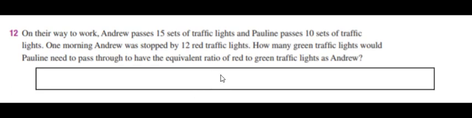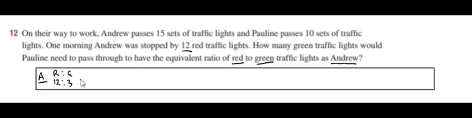Now, the first thing we need to do is find out the ratio of red to green traffic lights for Andrew. So let's start off with A for Andrew, and we have red to green. So it says here that Andrew was stopped by 12 red. If 12 were red out of the 15, then 3 were green. So we have the ratio 12 to 3.